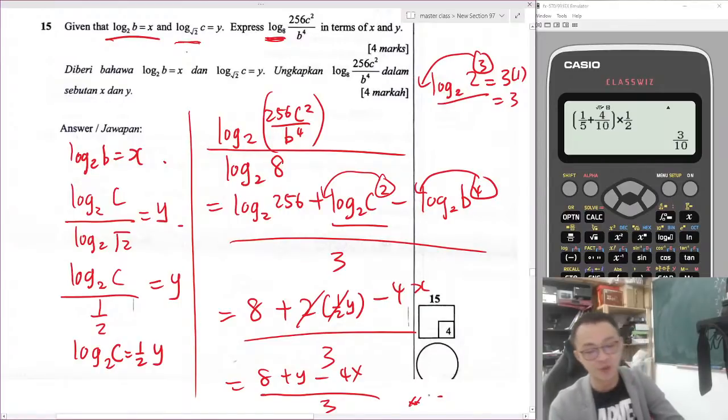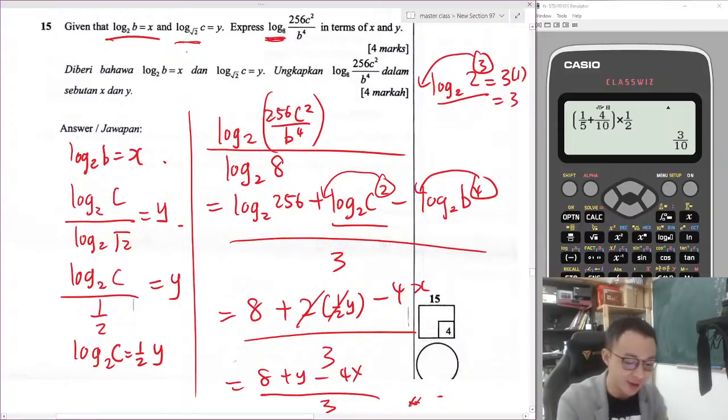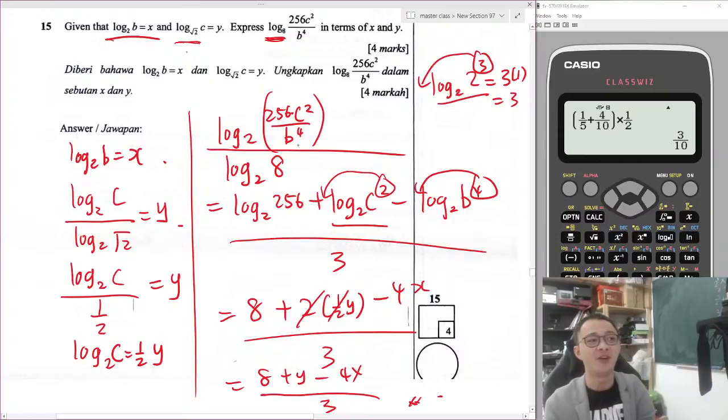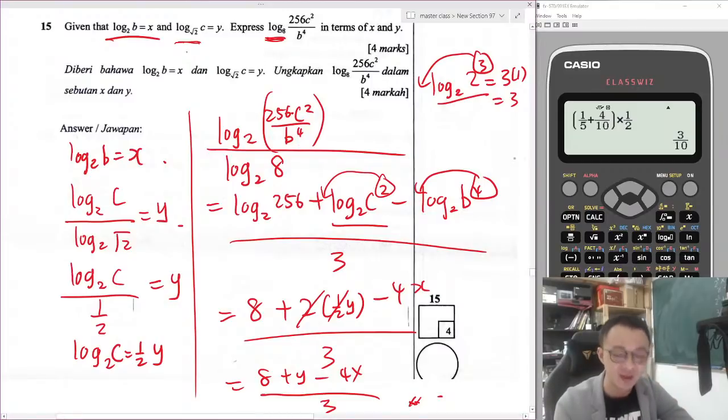This is how we get the 4-mark questions. You need to rearrange a little bit, and then you should be able to get the correct one. Is it okay for these log questions? Here is 256 multiplied by c squared divided by b to the 4. Multiply I will change into plus when I expand, divide I will change to minus. And then for the log rule, we can always move the power to the front. Okay, 16.